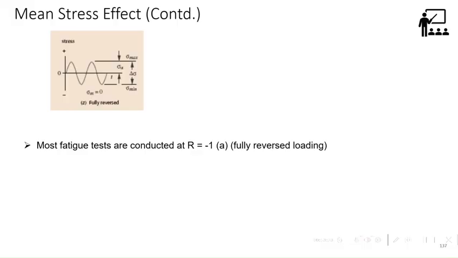Forget -1, even 0, unless R is equal to 0 and a thin specimen. For a thick specimen, there is no issue. But for a thin structure, you can also do R on the negative side, not -1, but you have to provide an anti-buckling guide to ensure that it doesn't buckle during the compression.